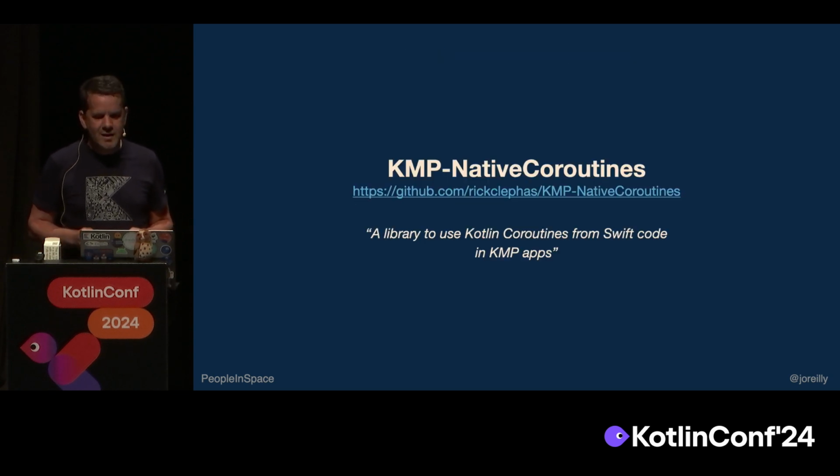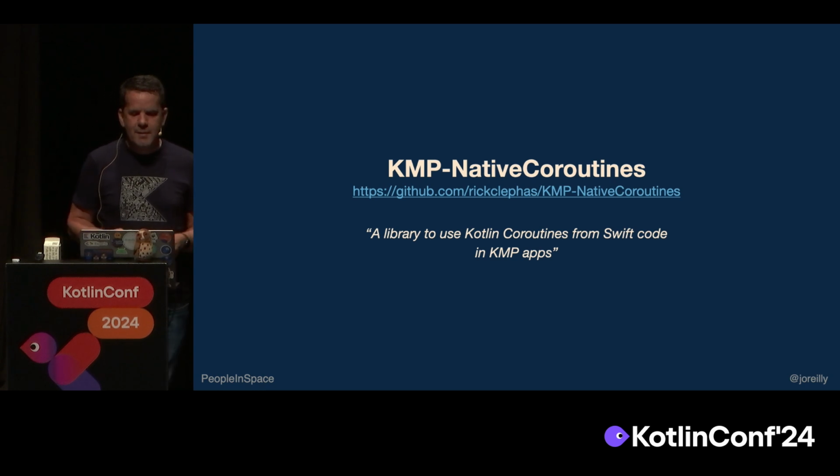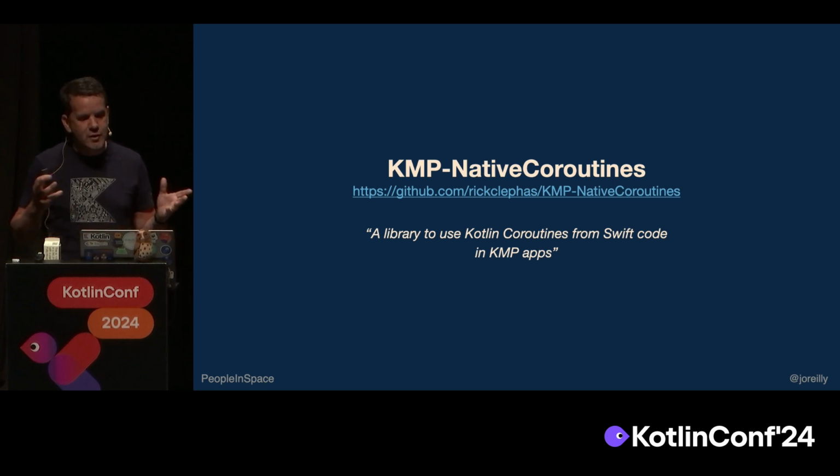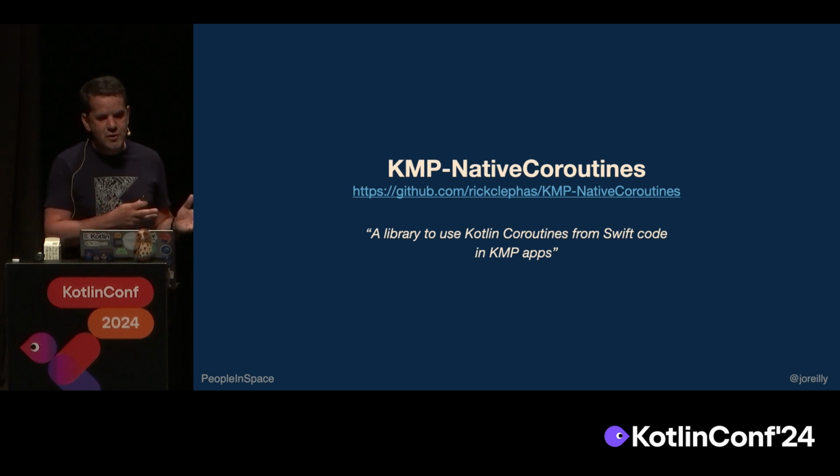One other library I want to highlight for this sample is KMP Native Coroutines. It supports mapping Kotlin coroutines to a range of different Swift concurrency frameworks. But these days, I'm using it primarily for mapping to the new structured concurrency capabilities introduced in Swift 5.5.